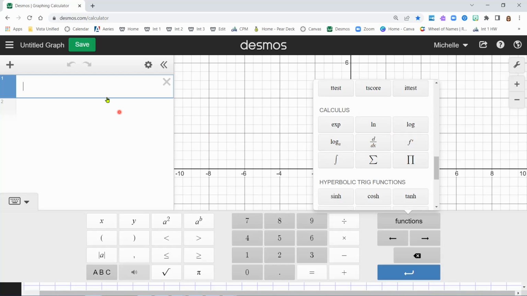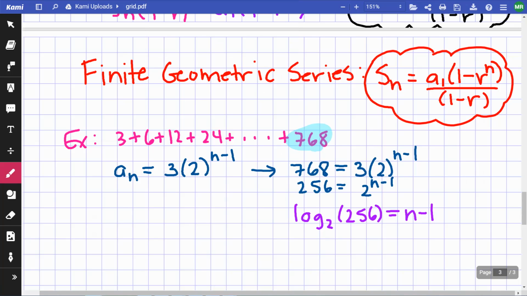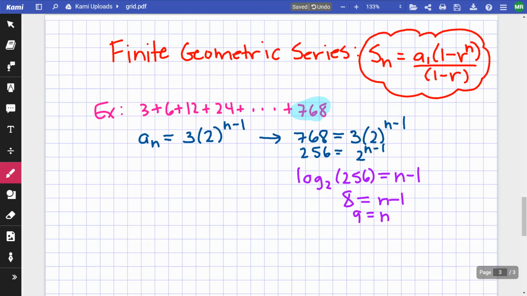Now you can also do this and just type in log, and to get the base, do shift and the underscore, 2, arrow out, 256, and I end up getting an 8. So log base 2 of 256 is 8. So when I come back here, this whole thing is just an 8 is equal to n minus 1. So when I add 1, I get 9. So I know that 9 is my term that gave me the 768.